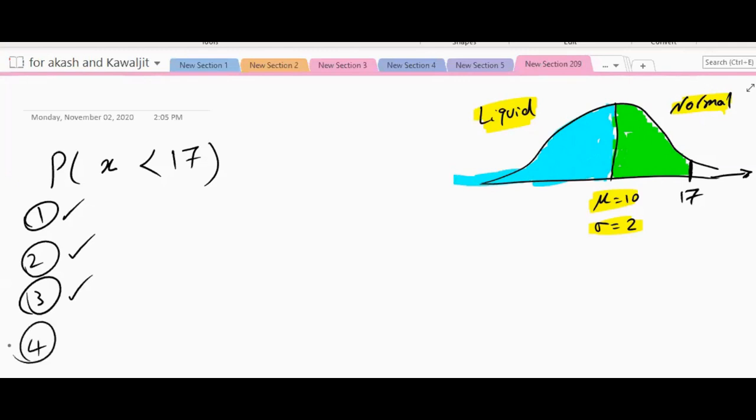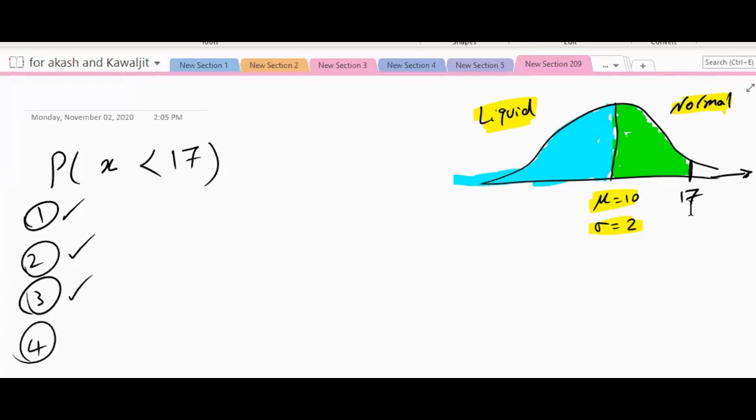Next step. Find the areas in the table. Can I directly go to the table and find number 17 in the table? Nope. Why not? It only goes up to 3? No, that is not the reason. Even if this point was 3, I wouldn't be able to go to the table.